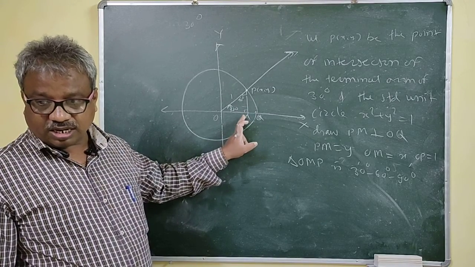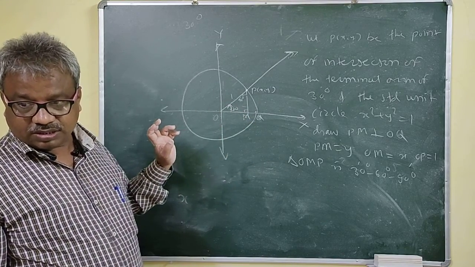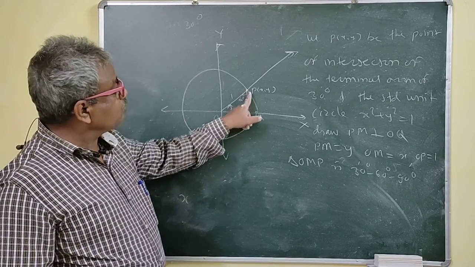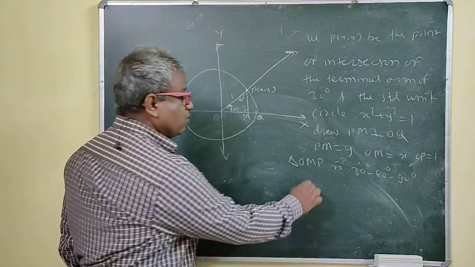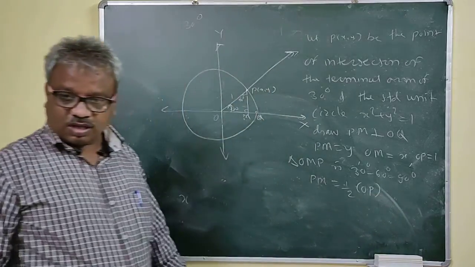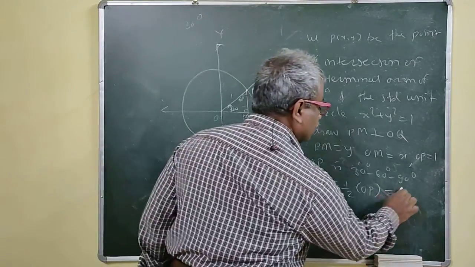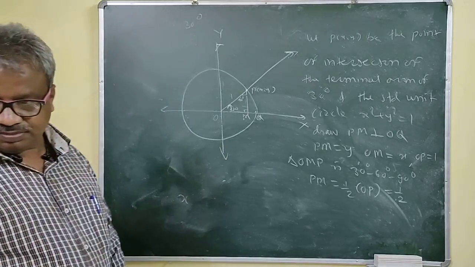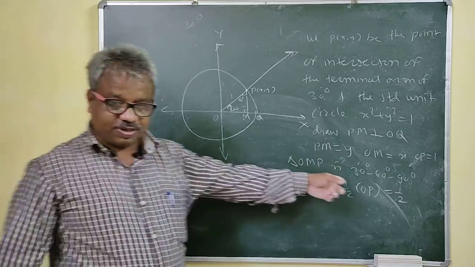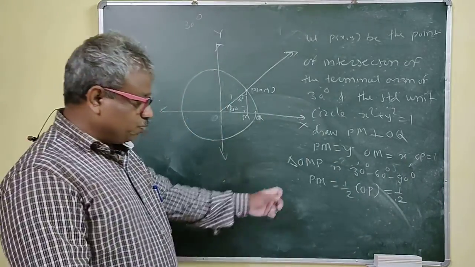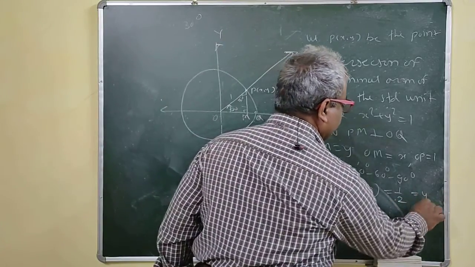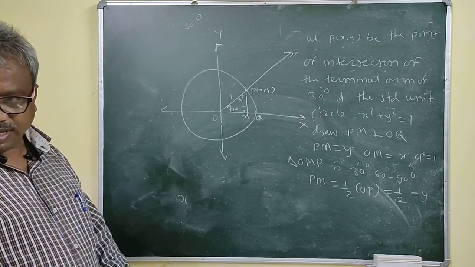The opposite side of angle 30 is half of the hypotenuse, right? So the opposite side of angle 30. So this is your 30. So your opposite side is what? PM. So PM is equal to what then? Half of the hypotenuse. So PM is half, right? With the help of this property, you are familiar with this one. So PM we get a half. And what is your PM? PM is the y. We have the value of y now.